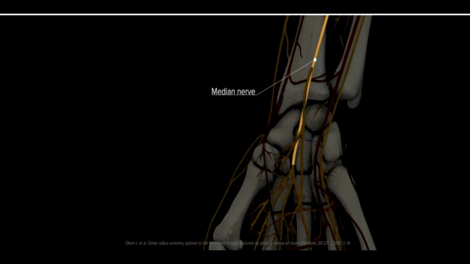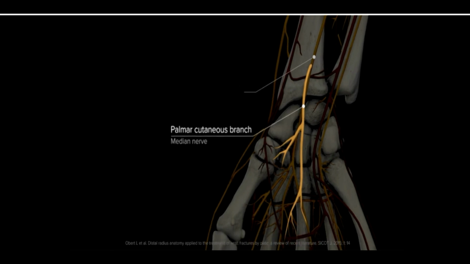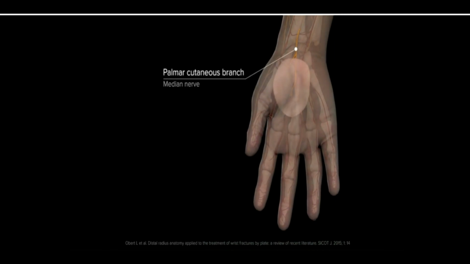The median nerve runs from the forearm into the hand through the carpal tunnel. The palmar cutaneous branch of the median nerve splits off of the median nerve right at the level of the distal radius. It provides sensory innervation to the middle palm of the hand.